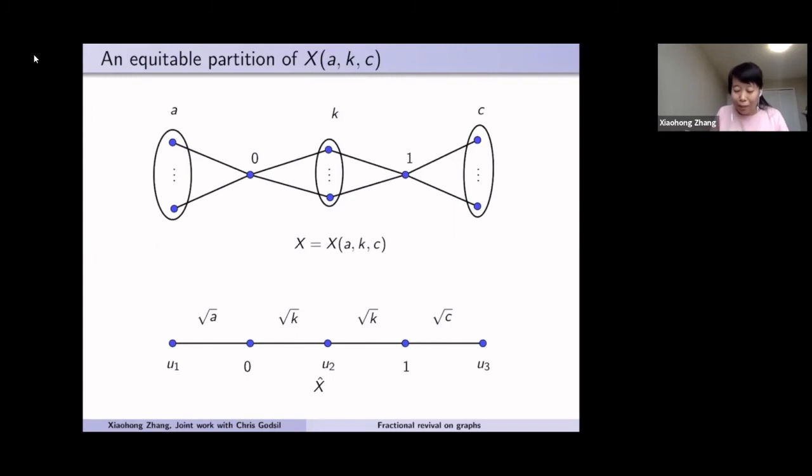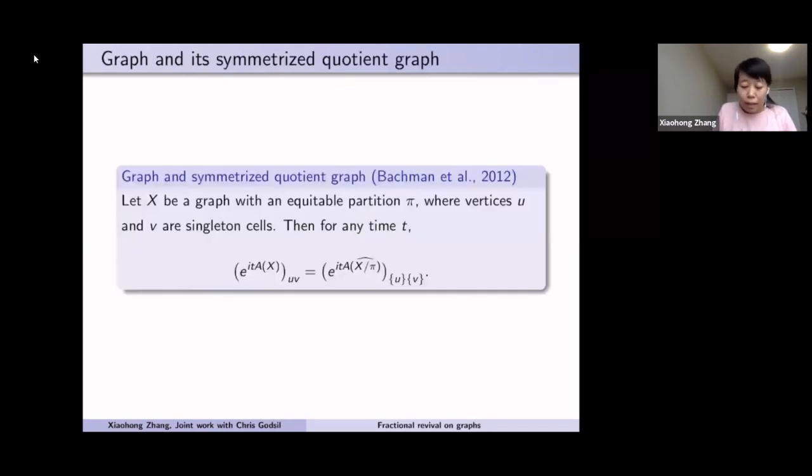How does this smaller graph help us with the checking of the FR occurrence in the big graphs? We notice that in the partition, those two vertices always form singleton cells. They don't group together with the other ones. When this is the case, the result tells us the UV entry of the big transition matrix is equal to the UV cell entry of the smaller transition matrix for any time t, including the case when U and V are equal to each other.